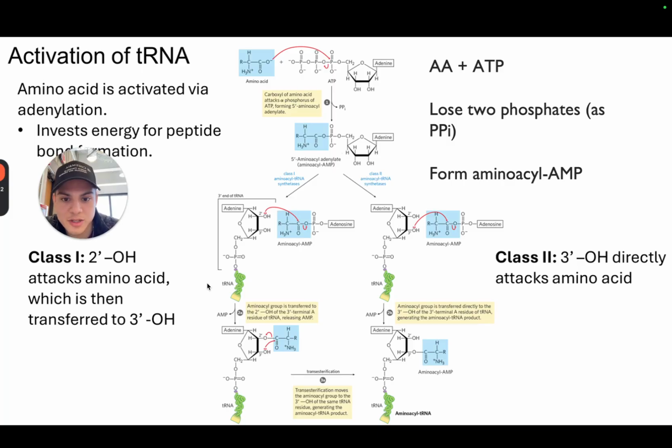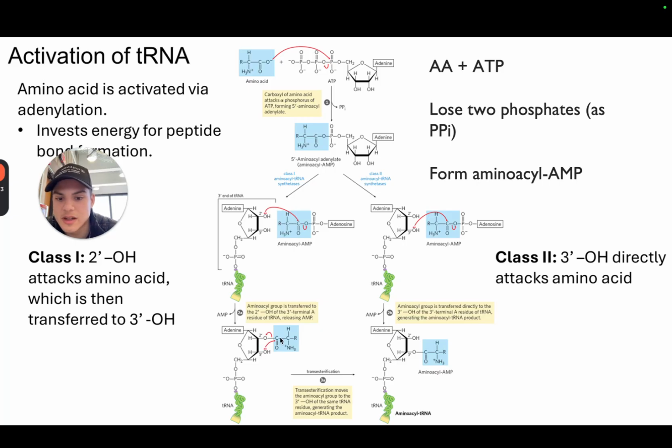Specifically, we'll just go through class 1. We treat the hydroxyl at the 3' end of the tRNA as our nucleophile, and that'll attach the amino acid to the tRNA. Or for class 2, we use the 3' end hydroxyl. Again, this 3' end of the tRNA is going to attach itself to the amino acid. These are the two differences, and basically how to connect the two is this transesterification reaction where we switch the amino acid.